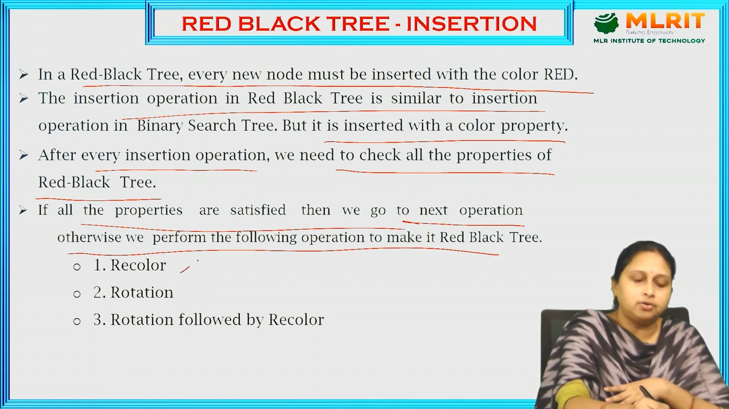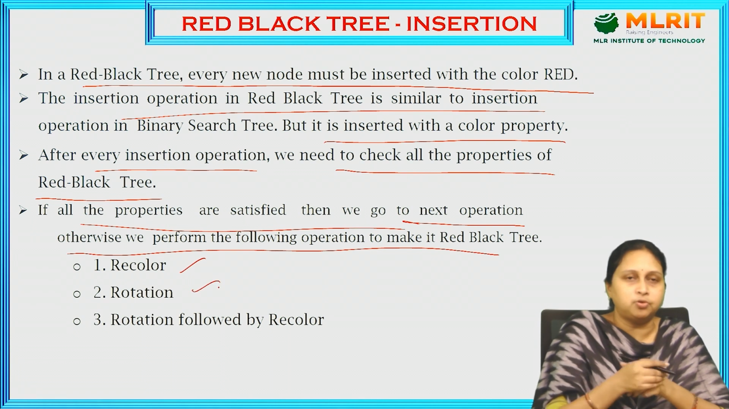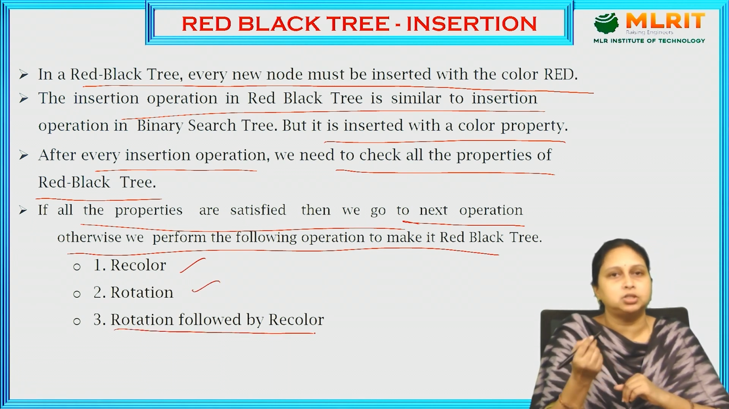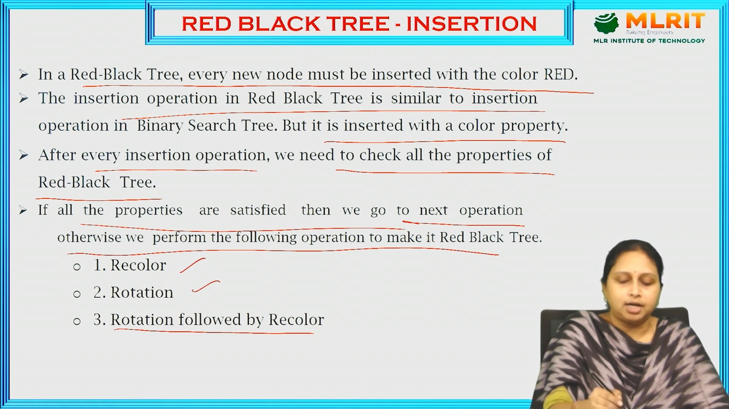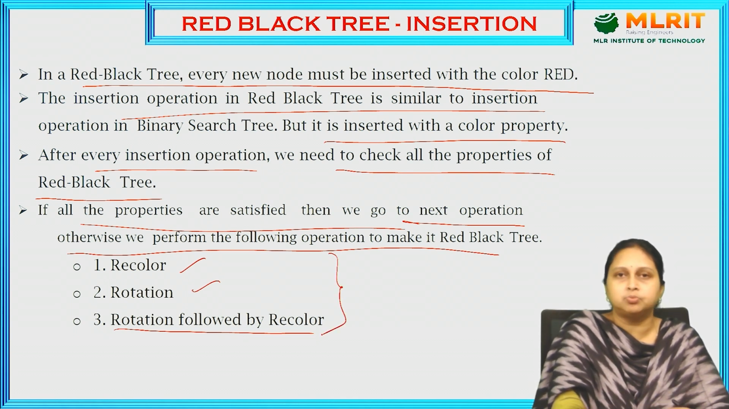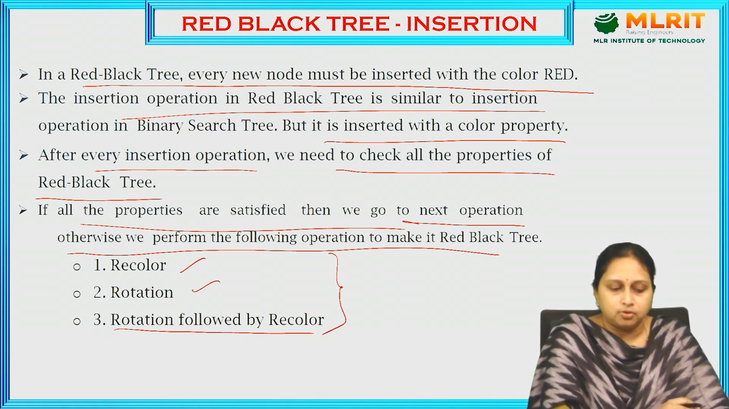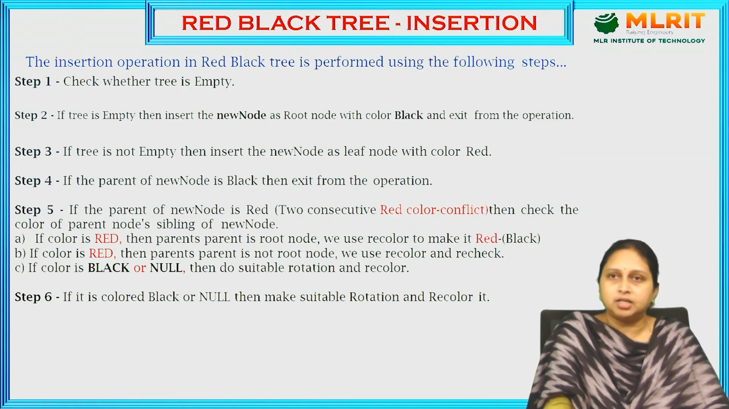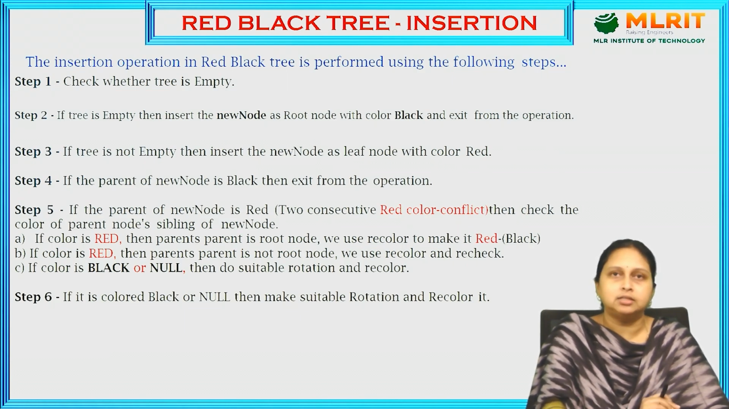One is we are going to recolor it. The other one is we are going to perform the rotation. And sometimes we need to perform both the things, rotation followed by the recolor. Right? These are the three things that have to be done if we are going to perform the insertion and it is not satisfying the properties of red black. And this is the algorithm we can consider. By using this algorithm, we are going to construct or insert elements to have a red black tree.